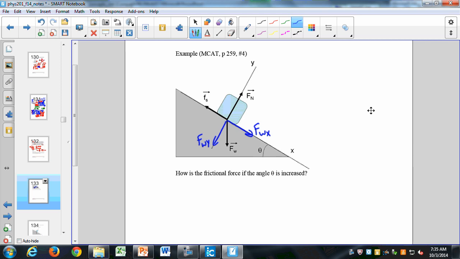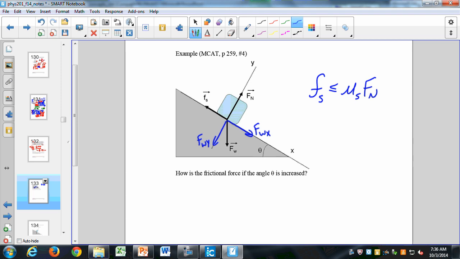Right? So the static frictional force will increase because this is increasing. But something else is happening here. As I increase the angle theta, what happens to the minimum static frictional force? So remember, the static frictional force was less than or equal to, or I guess the maximum static frictional force. What happens to that value? So what happens to the maximum value that Fs can be as I increase the angle theta?